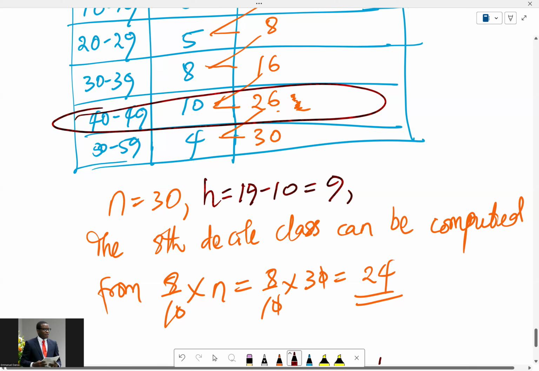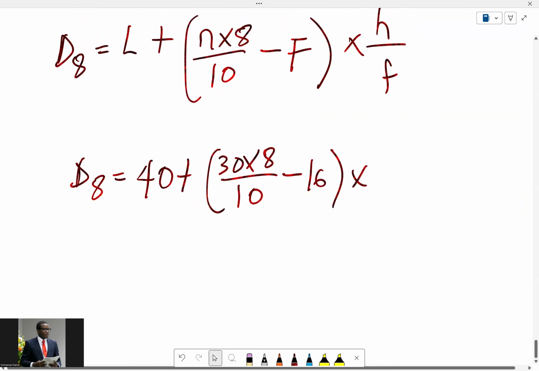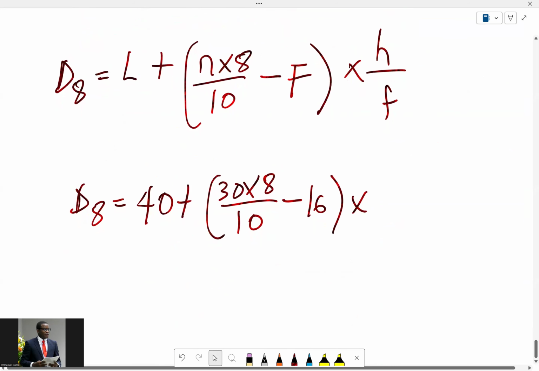Then, of course, the big F, which I've not written out before, is 16. That's the cumulative frequency before the 8th decile class. The small f is 10. That's the frequency of the 8th decile class. So we have identified all that. So H is 9, f is 10.